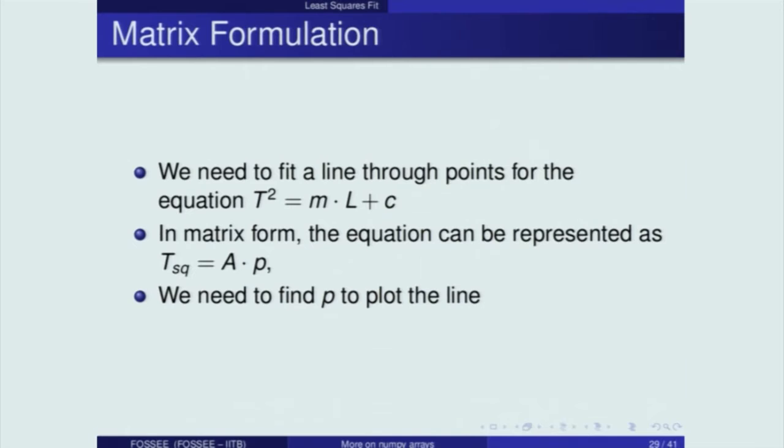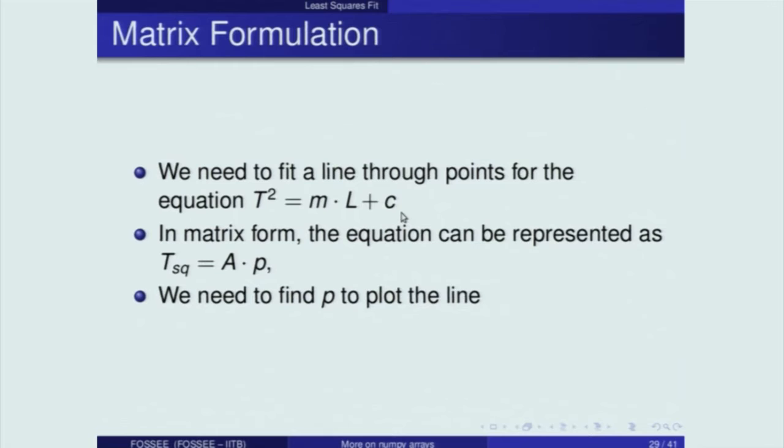Well, we first need to formulate the problem cleanly. What do we want to do? Our equation is essentially of this form. We want something of the form t squared is some m into L plus C, because we are saying that L is proportional to t squared. So t squared is some m times L plus some constant C. In a matrix form, this equation can be represented as t squared is A into P, where P are the unknown constants m and C.